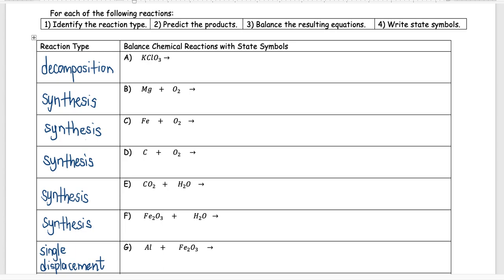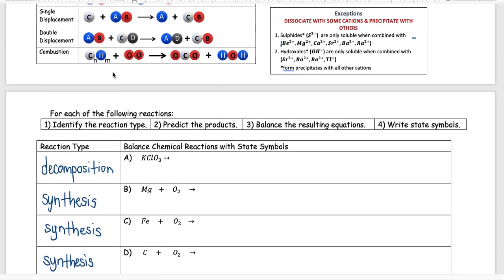Now that we figured out the reaction type, we know where to look in the rules in order to figure out what kind of products we'll have. And again, we have to get our nomenclature correct. We've got to get the correct chemical formulas and so forth. All right, so decomposition is the first one.